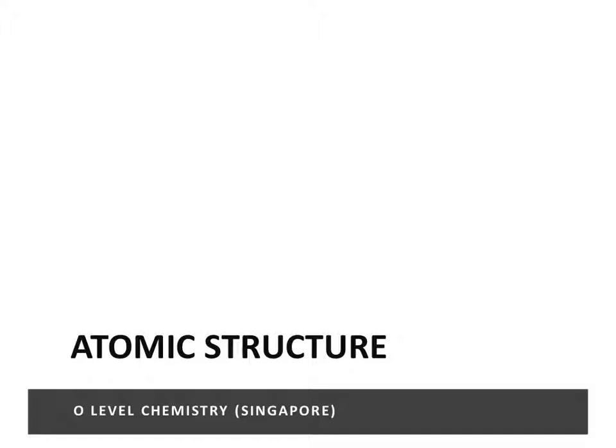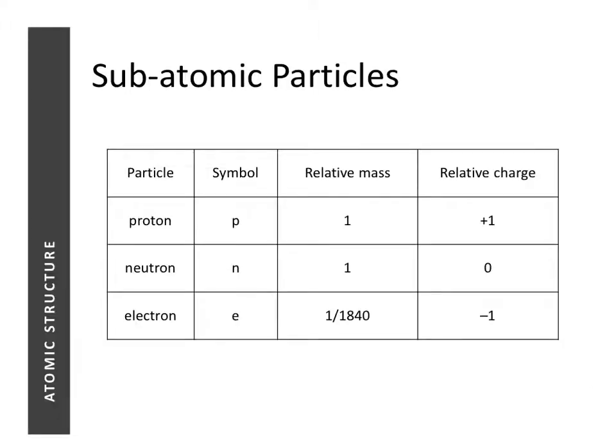In this lesson, we're going to learn about the particles that make up an atom and how they are actually arranged in an atom. As mentioned, there are particles that are even smaller than an atom. In fact, there are three particles that make up an atom. They are protons, neutrons, and electrons.